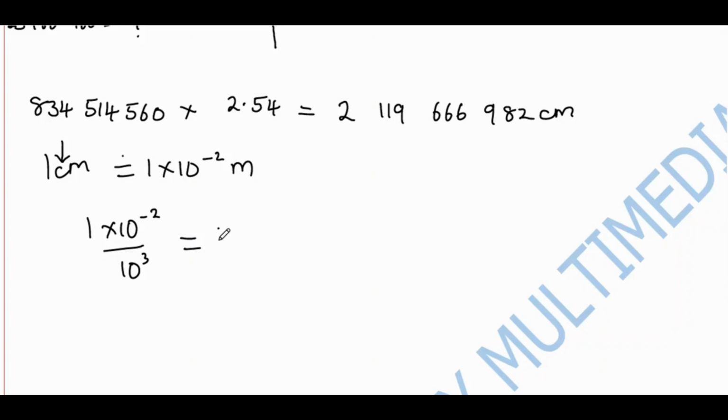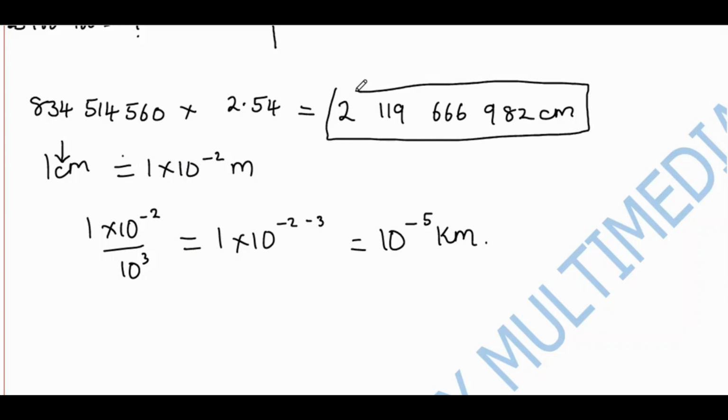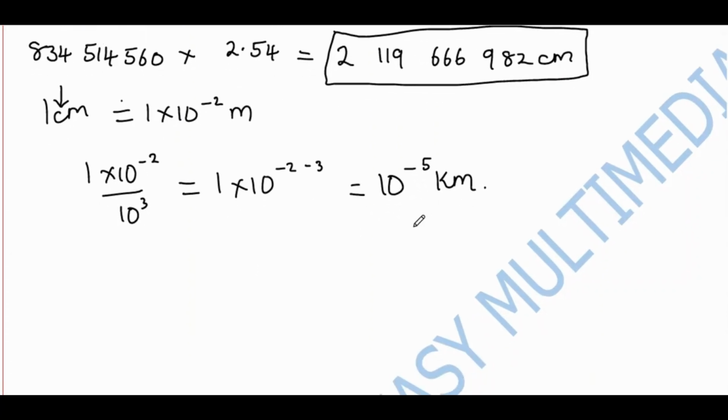So we subtract the indices, 1 times 10 raised to power negative 2. We subtract 3, which turns out to be 10 power negative 5 kilometer. And now the length, this value here, that was in centimeters, can be converted into kilometer by multiplying by 10 power negative 5.